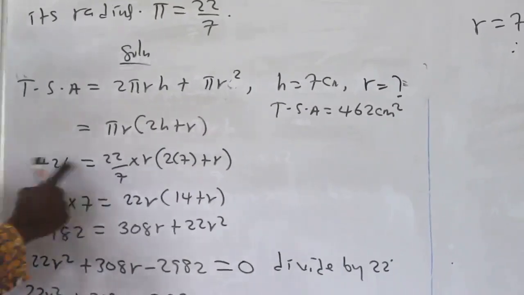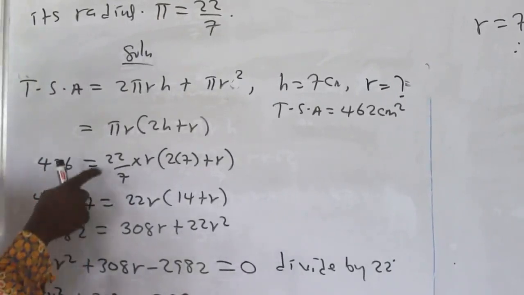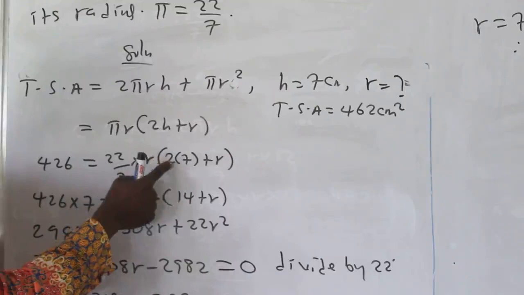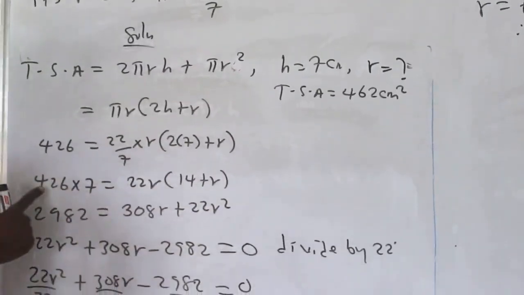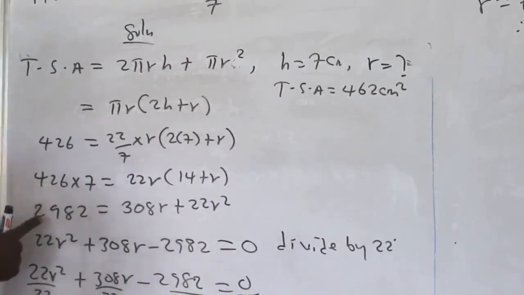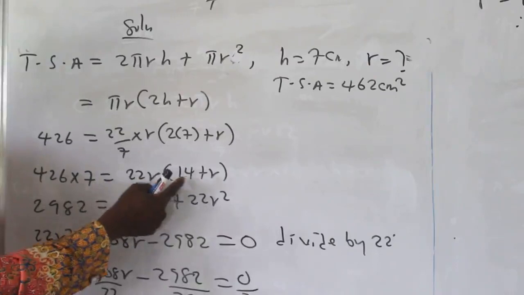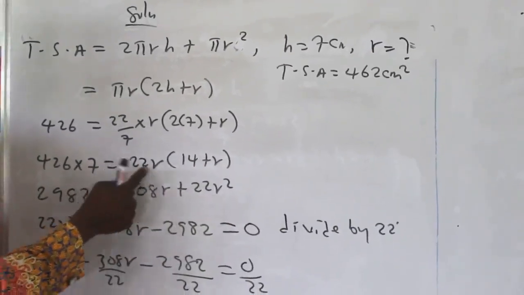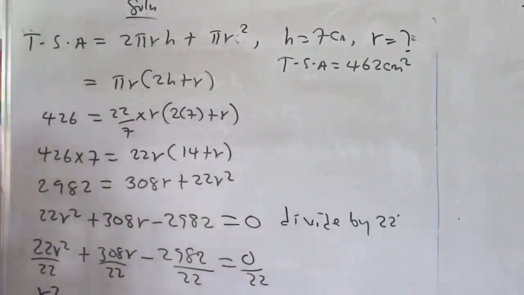4626 times 7, that is cross multiply. This equals 22 times r, which is 22r, open bracket, 2 times 7 is 14, plus r. Now, if you multiply this out, you have 32382 equals 22r times 14, which will give you 308r, plus 22r times r, which is 22r squared. That is, you open the bracket.